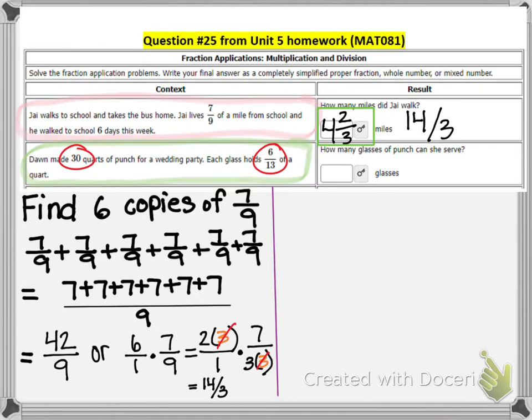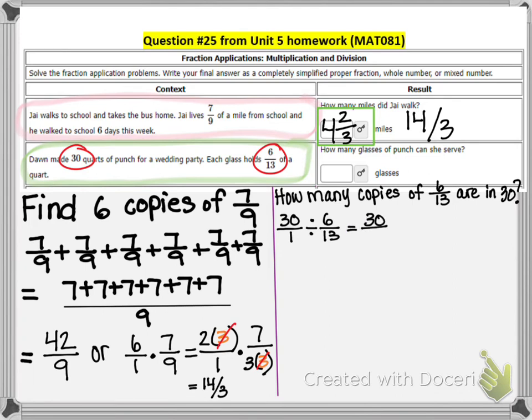Well, now each glass holds 6/13 of a quart. So really, this is just a division problem. We're trying to figure out how many copies of 6/13 of a quart will fit into 30 quarts. So we're asking ourselves, how many copies of 6/13 are in 30? So that's a division problem. That's 30 divided by 6/13.